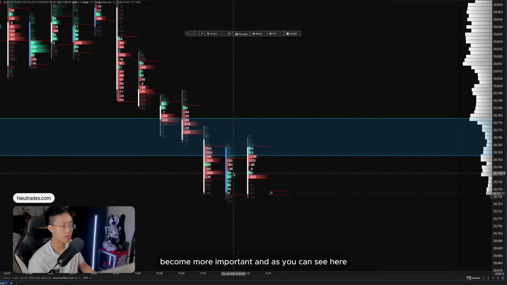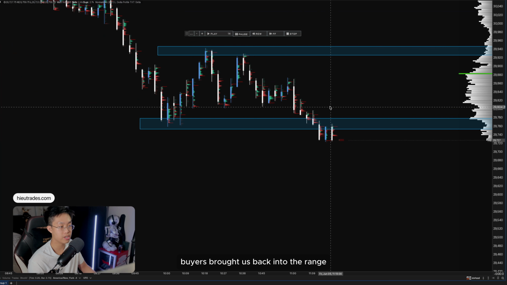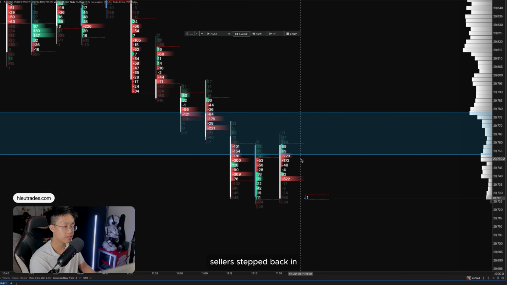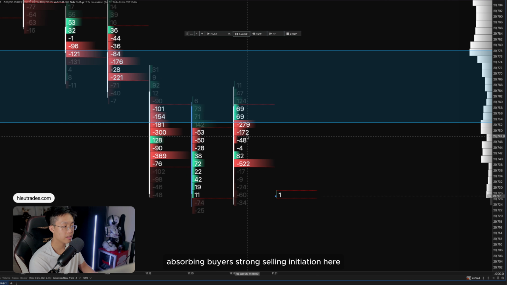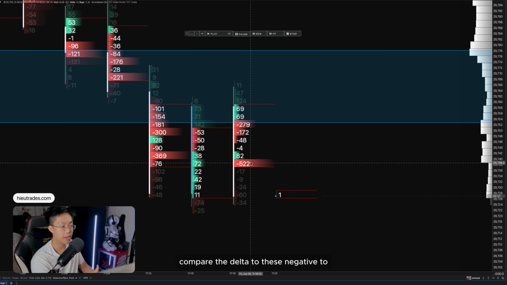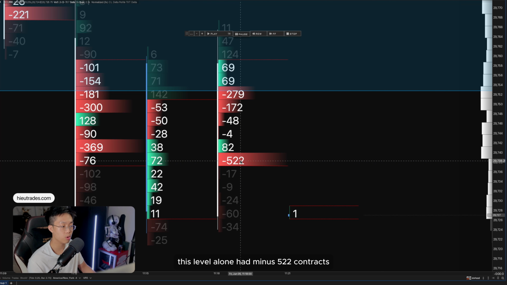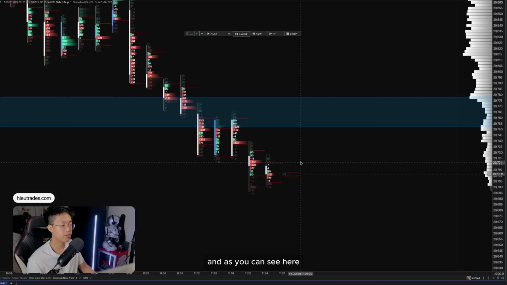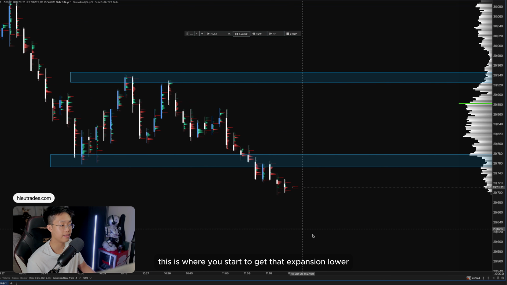And as you can see here, buyers brought us back into the range, but they couldn't follow through. Sellers stepped back in, absorbing buyers, strong selling initiation here. Compare the negative delta to these positive delta, right? Heavy negative delta, in comparison to these minor positive delta, right? This level alone had minus 522 contracts. And as you can see here, this is where you start to get that expansion lower.